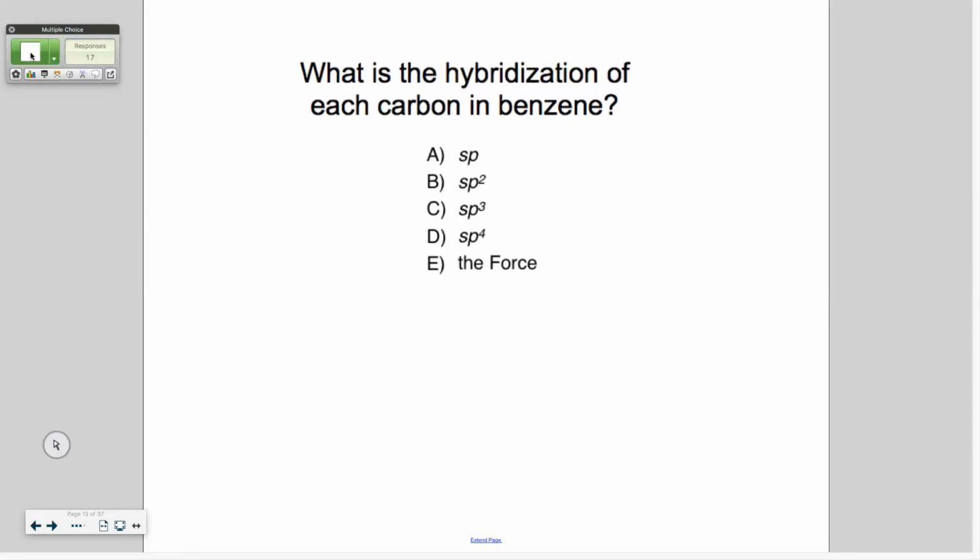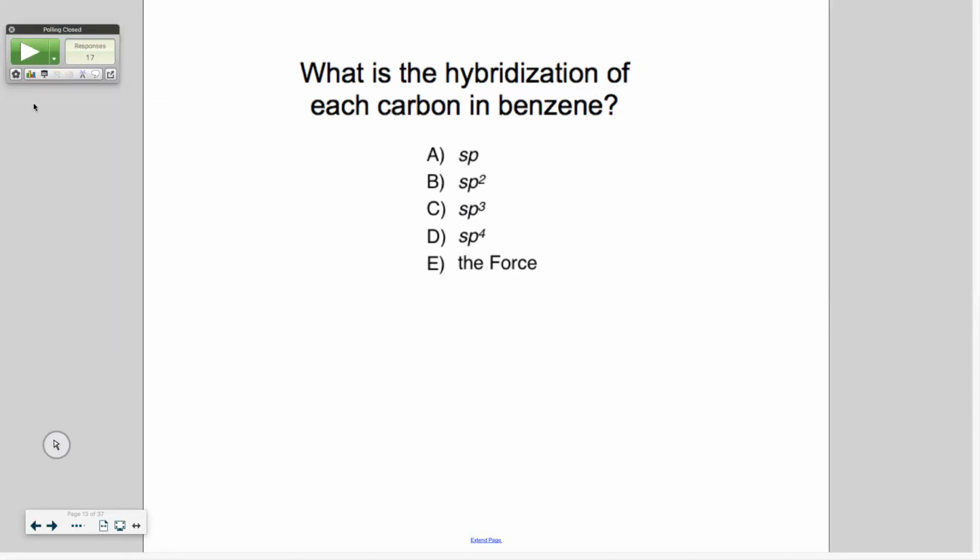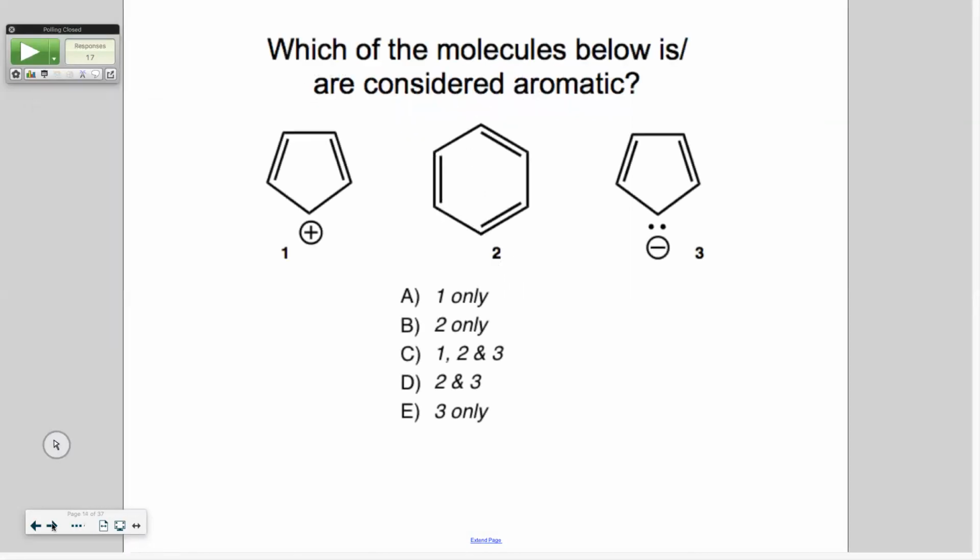Okay, was 17 my number? I don't know. You're all there. Yep, sp2. sp2. Okay, which of the molecules below is considered aromatic?